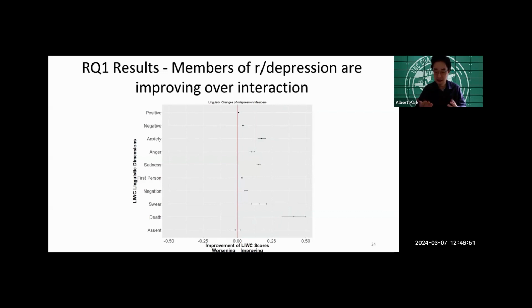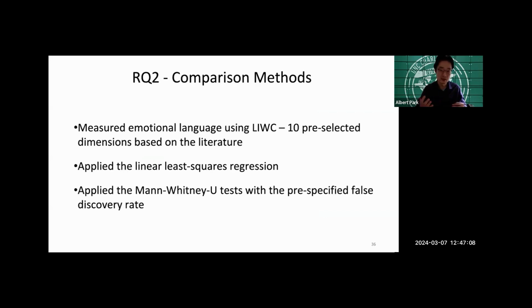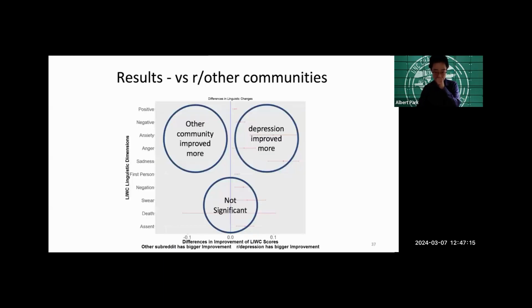I want to see whether that's typical and compare against 3 online health communities. Like I mentioned before, I selected Happy, Diabetes, and IBS, and I used the same method to measure the emotional states. Like before, if it's on the left-hand side, it means the other community is improving more compared to the depression community. If it's on the right-hand side, it means the depression community is improving more. If it goes across zero, they're about the same.